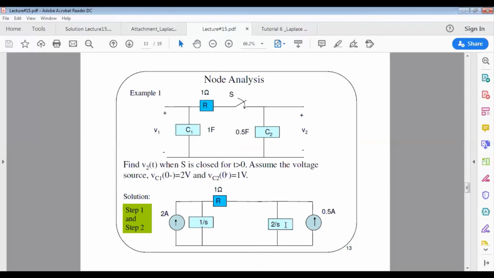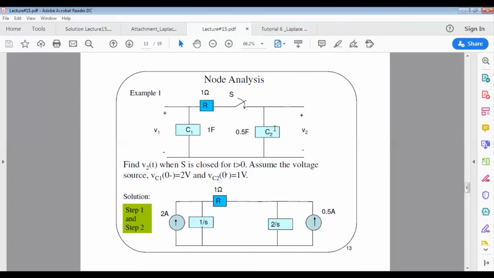The same thing applies for capacitor C2, which has 1 over SC for the impedance value. C is 0.5, so it is 2 over S. The current source is CV0-. Sorry, C is 0.5 and VC0- is 1, so the current is 0.5 ampere. So the transform circuit should look like this, in which the resistor R remains as 1 ohm. This is your transform circuit for the time domain circuit.